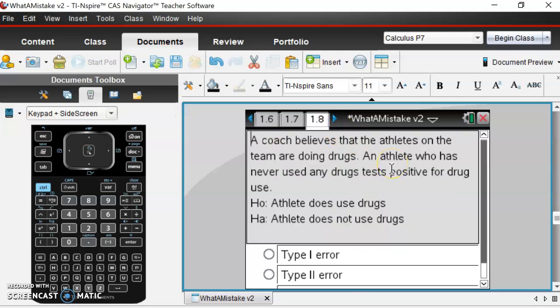All right, so here's another situation. The coach believes that athletes on the team are doing drugs. An athlete who has never used drugs still tests positive for drug use. So in this situation, our null is the athlete does use drugs. That's what the coach believes. The athlete does not. The alternative hypothesis is it does not use. So this is a type 2 error because now the alternative hypothesis we were supposed to reject, and it turned out the alternative hypothesis was correct. It never used drugs. So this is a type 2 error.